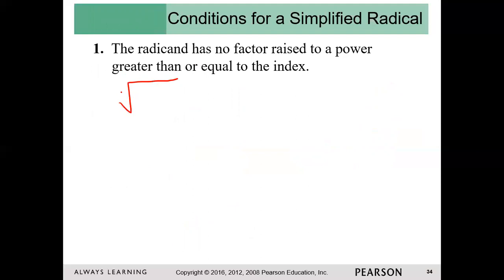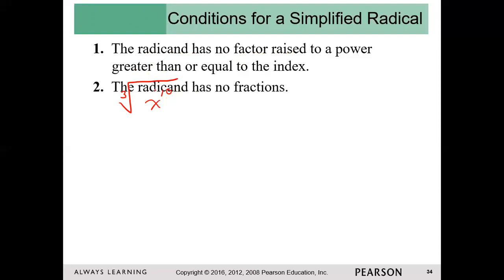Let's say we have an index of 3 and we have x to the 10th power. This is a problem. This is violating the conditions of a simplified radical because it says the radicand has no factor raised to a power that is greater than or equal to the index. So we're going to have to fix this. All right, I'll show you how to do that. I'm not going to do it right now. I want to go over these conditions first.